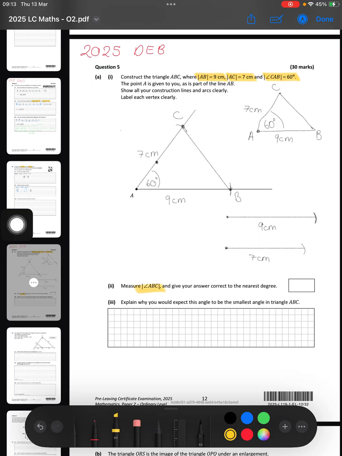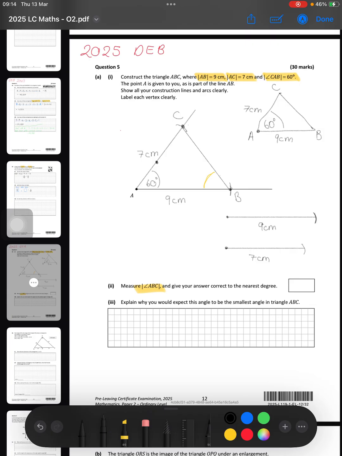Okay, so from A to B to C. If I look at that angle, that is this angle here. Okay, I have to measure that. If you had it accurately drawn, that angle should be somewhere around 50 degrees.